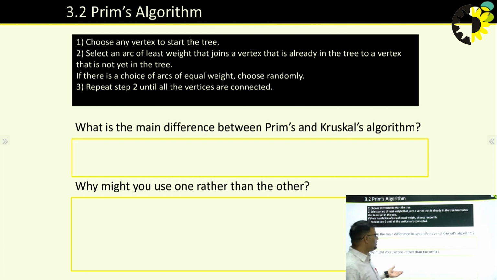The question arises, who is better, Prim's or Kruskal's? Prim's will be better in comparison to Kruskal's, because it's the fastest algorithm and works on the vertices. That's why it will be best.